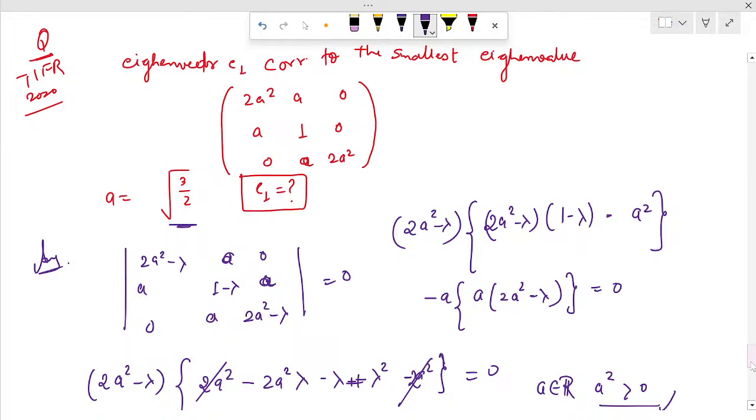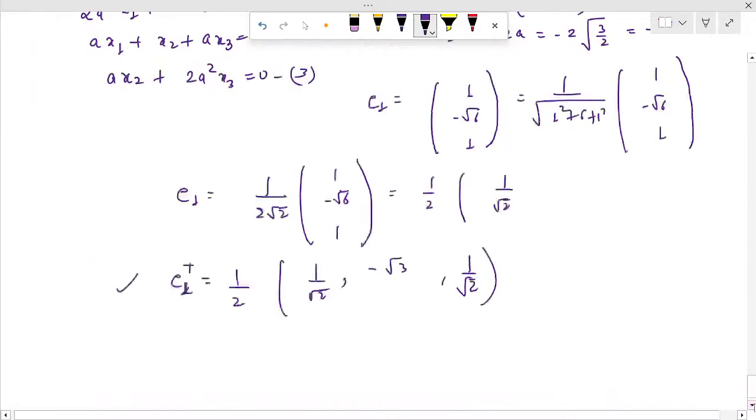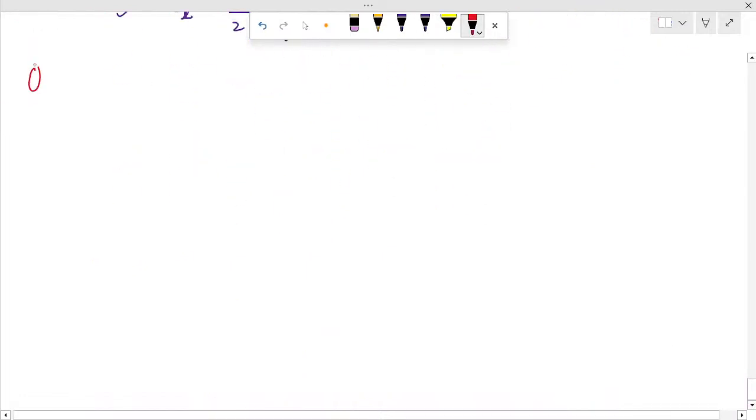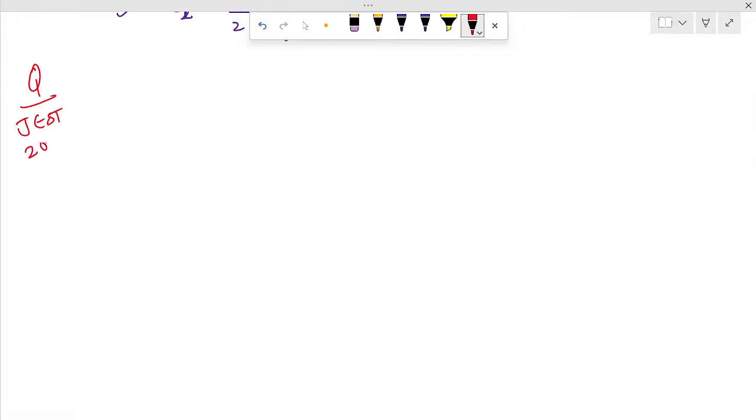Okay, is that clear? Please let me know if this is okay. So now let us do another question which was asked in the latest JEST exam. The question says calculate the largest eigenvalue. This is a little bit tricky one. It will take time, but overall it's not that difficult. This was asked in the latest attempt, JEST 2023.